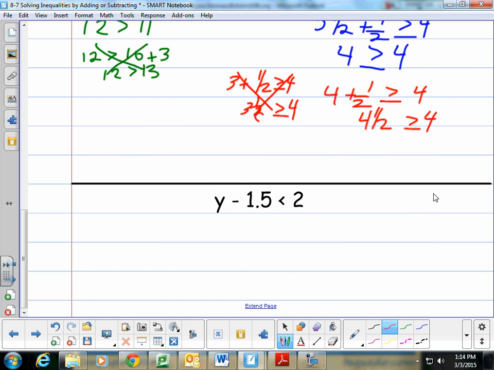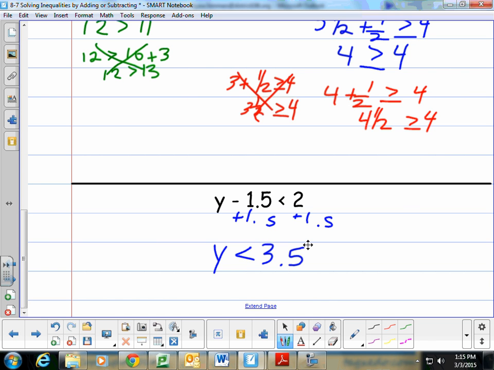Last one, decimals are okay. You don't need a calculator. Now undo subtracting 1.5 by adding 1.5. So I get y is equal to, not equal to, see I almost went out of habit. So y, I keep my sign, is less than 3.5. So y has to be less than 3.5 for this to be true.